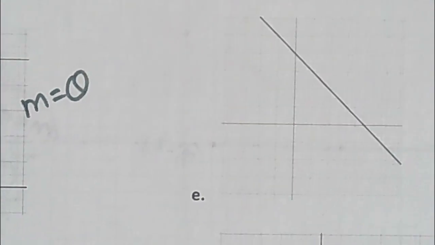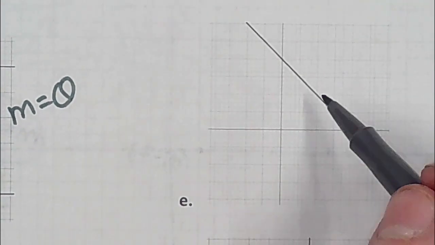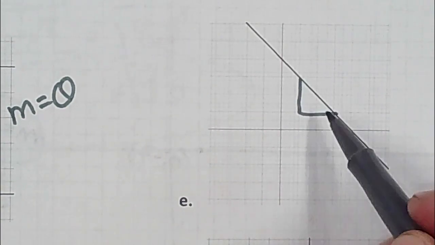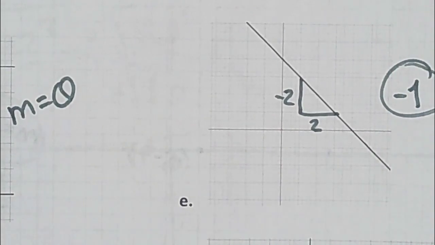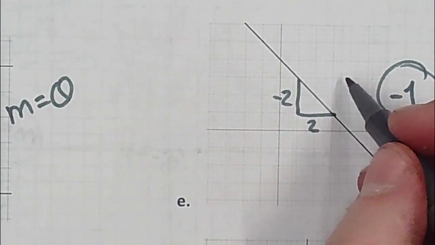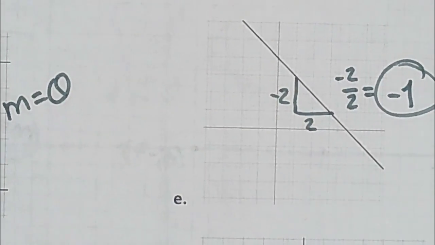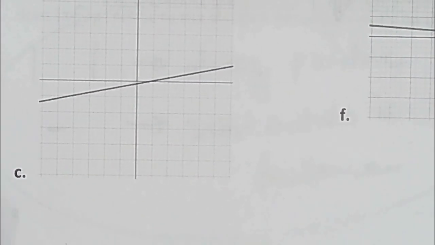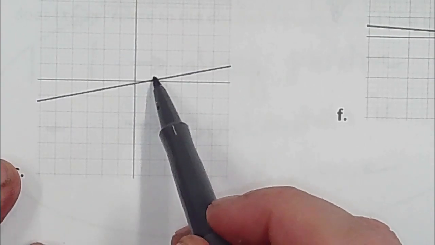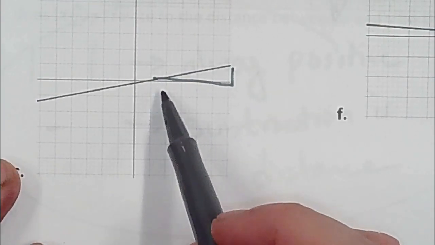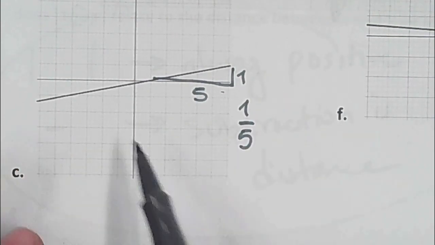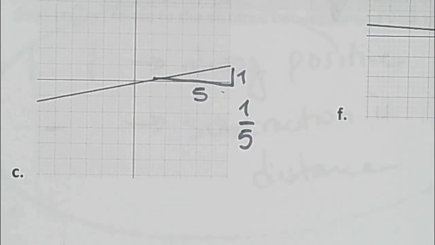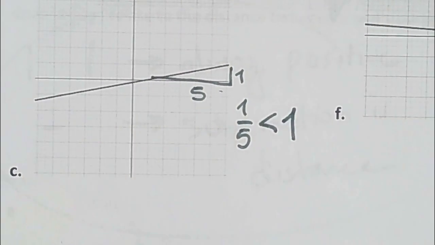Positive or negative? Negative. It looks like it's going down 2 over 2. So it looks like it's exactly equal to -1. That's fine. -2 over 2 is -1. So that's negative. This one, positive or negative? Positive. We're going to the right and up. 1, 2, 3, 4, 5. So if I had to guess, it's 1/5 slope. That's why it's not very steep, right? And 1/5 is, of course, smaller than 1.